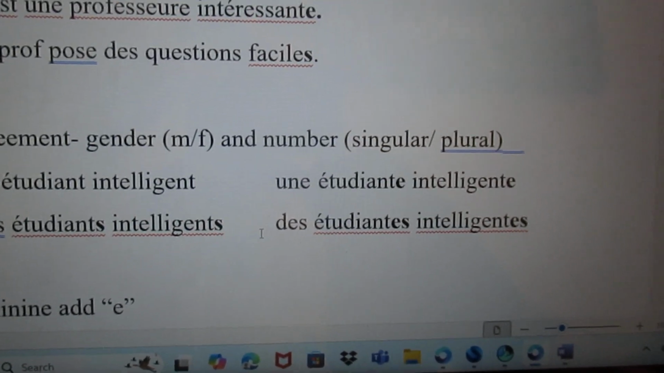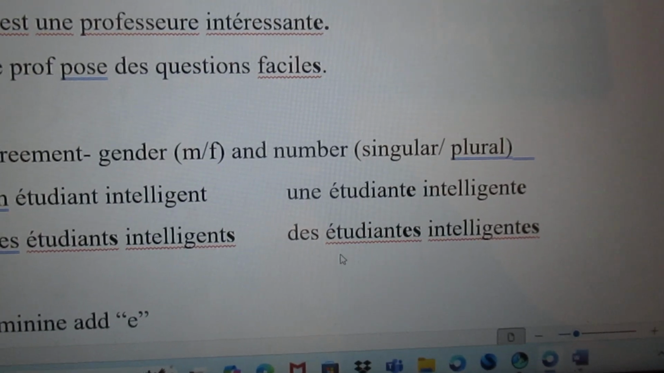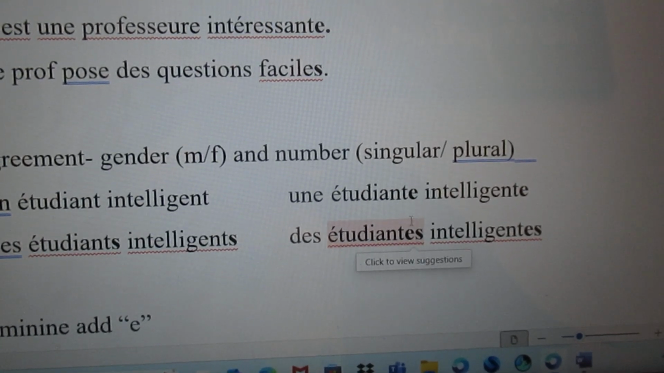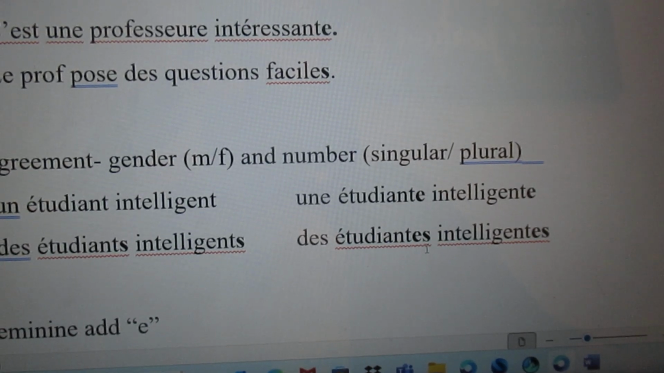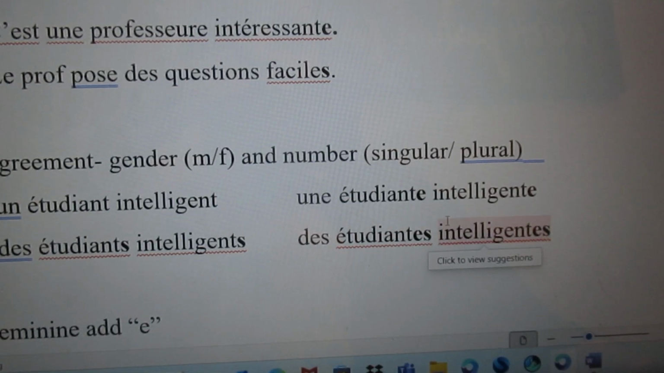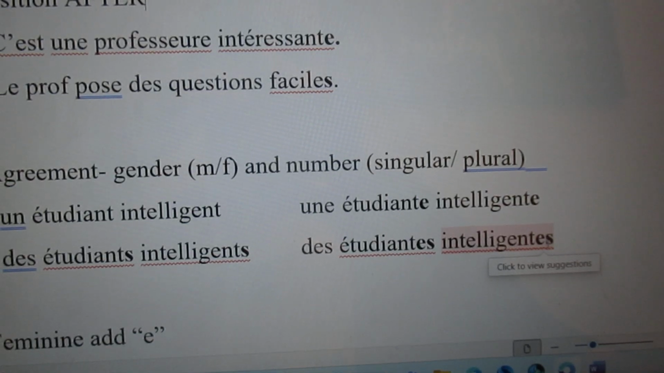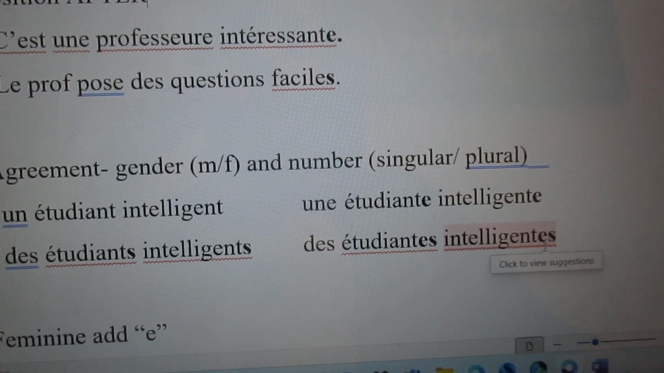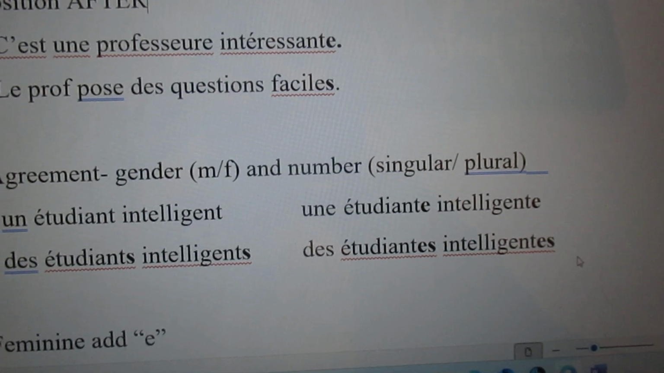Now, what if my group of students are all female? Then we're going to see this. Des étudiantes with an ES. E because they're feminine, S because there's more than one. And guess what? On my adjective, I'm going to say intelligentes. Again, I'm going to pronounce that T, and I'm going to add the E because it's feminine, and then S because it's plural.